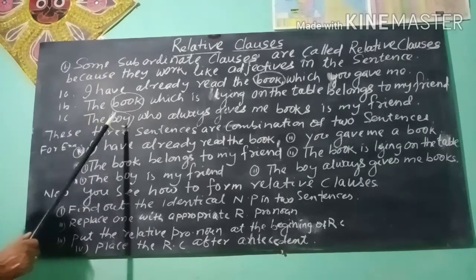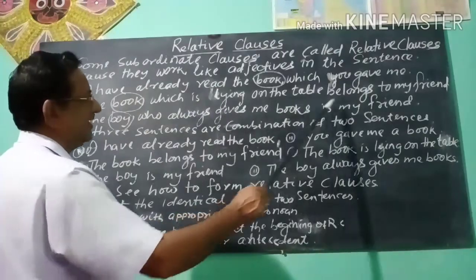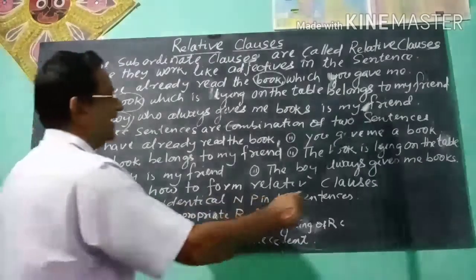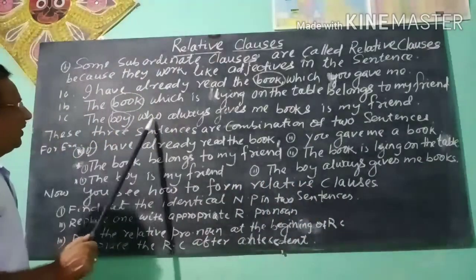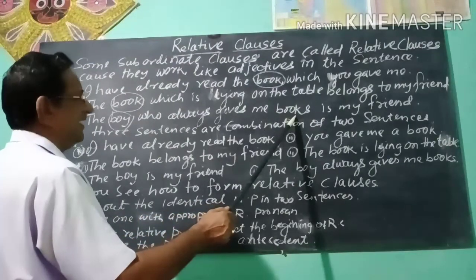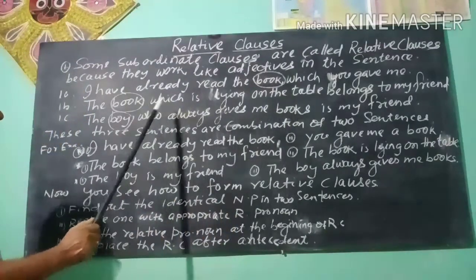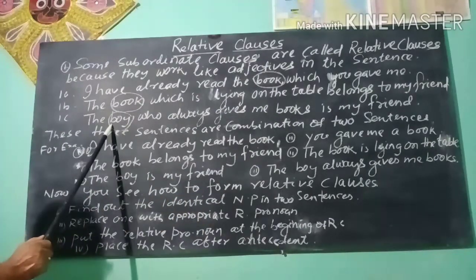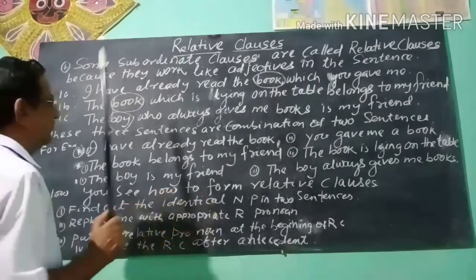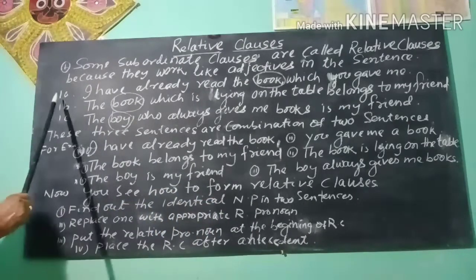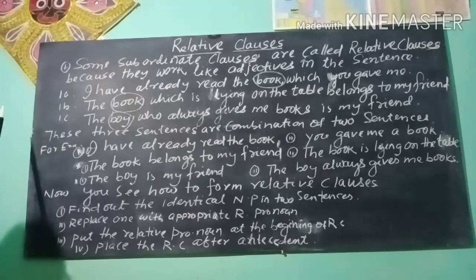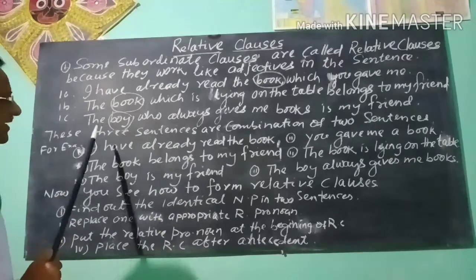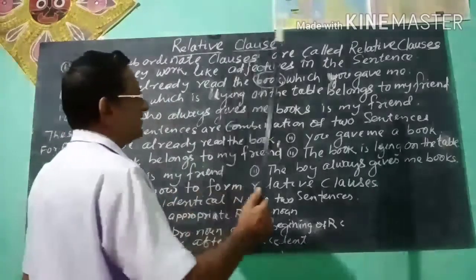1c. The boy who always gives me books is my friend. Here the main clause is "the boy is my friend." "Who always gives me books" is the relative clause. "Who always gives me books" describes the noun, the boy. The boy who always gives me books. You see, in these three sentences, each sentence is a combination of two sentences.